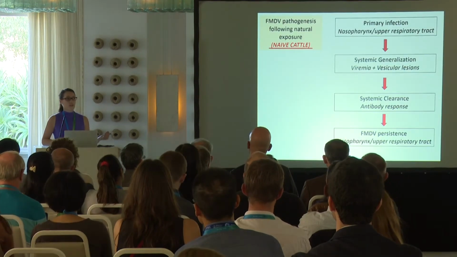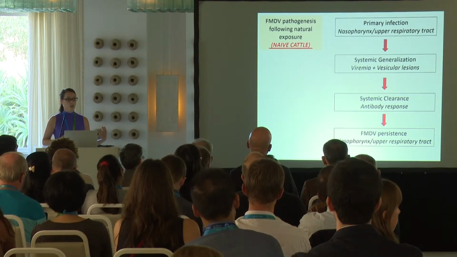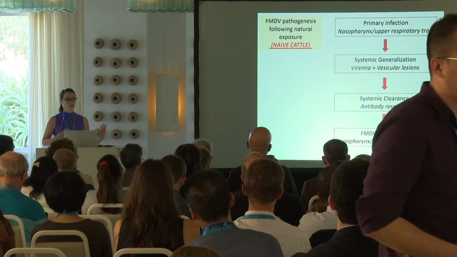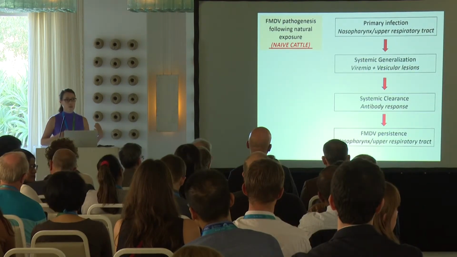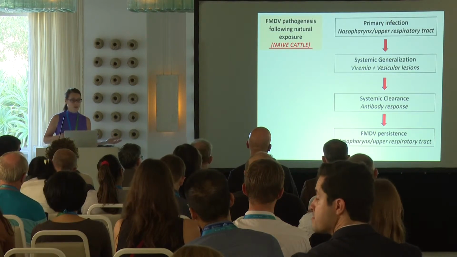Now, assuming that this is a naive and susceptible animal, this primary infection leads to a progression of events that we're quite familiar with. We get a local and systemic generalization of virus, viremia, and the characteristic lesions. That's followed by an antibody response and clearance of virus.